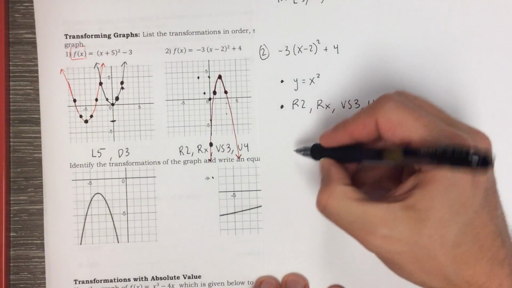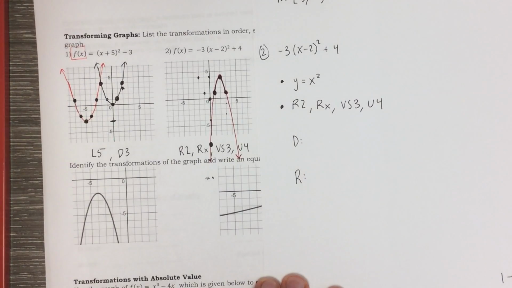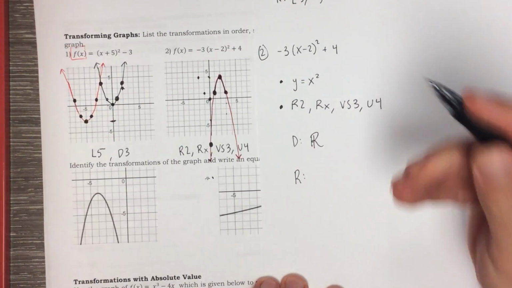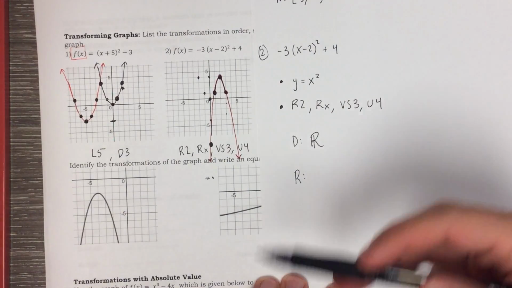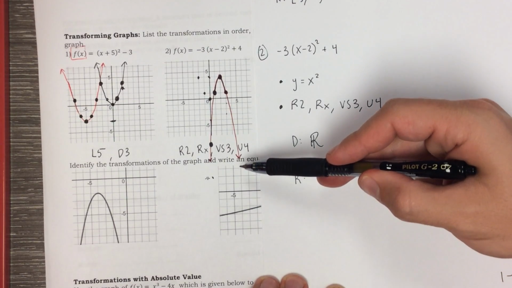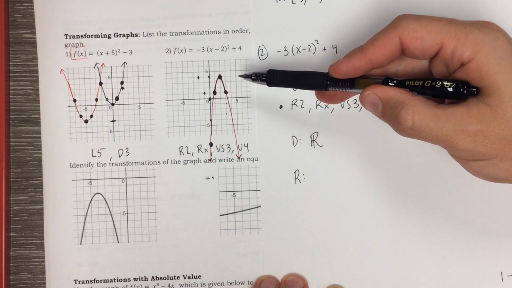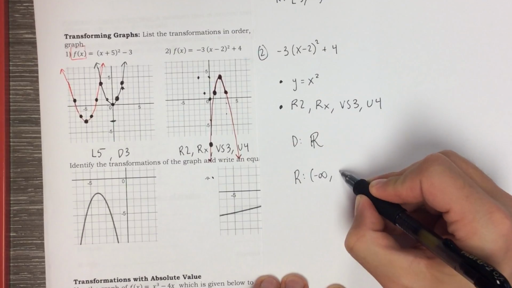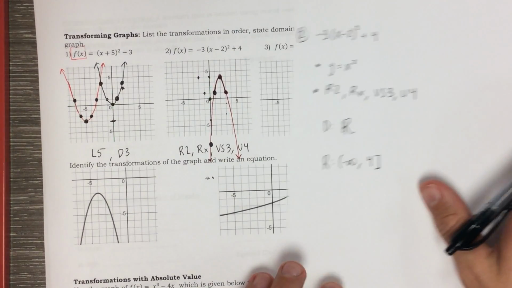Real quick, the domain and the range here. The domain is all real numbers. And the range is from low to high. So if we look at that red function, from -infinity to, it stops here at a height of 4. So from -infinity to +4 is our range. Great.